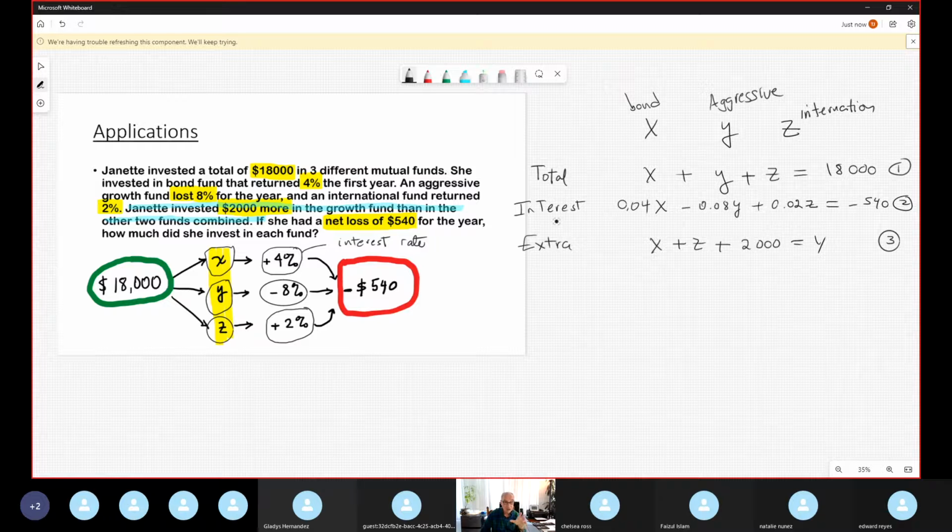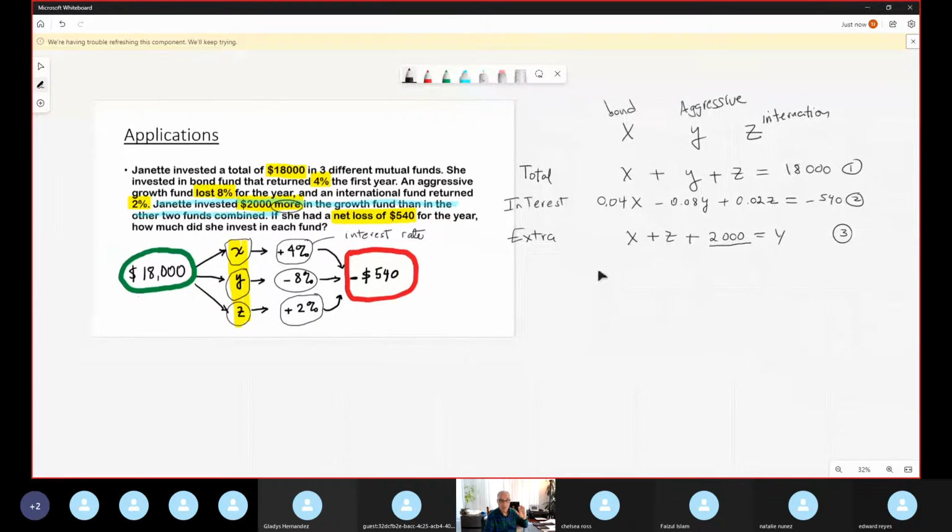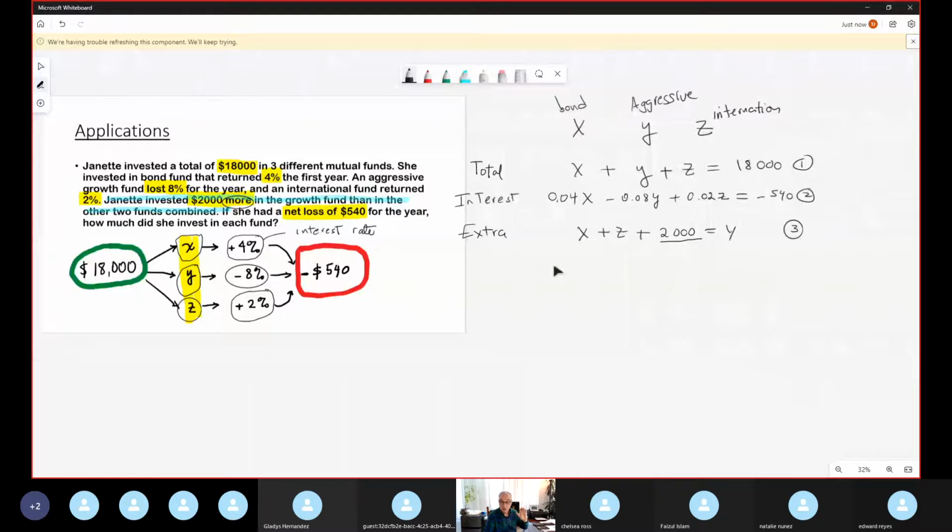He or she invests $2,000 more, and the word "more" indicates addition, plus. And the two combining, so two together, x plus z. Makes sense? This equation makes sense? You understand? You set up the equation from the English text that you interpreted of the problem.